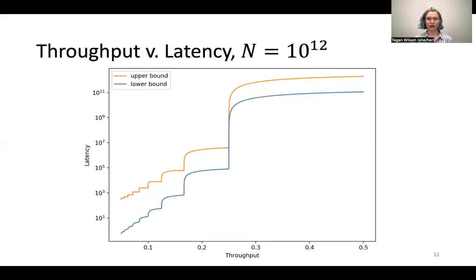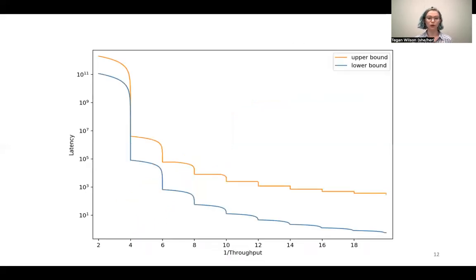This is what the trade-off curve looks like. The x-axis here is throughput, the y-axis is log scale latency. And as you can see, the curve has a very strange shape to it. It's got this curved stair step, this scalloped shape. And like this, it's a little bit hard to see where the drops or joints are coming at. But if we invert the x-axis to 1 over throughput, we can see more clearly that these drop-offs are happening at regular intervals, specifically when 1 over throughput is an even integer.